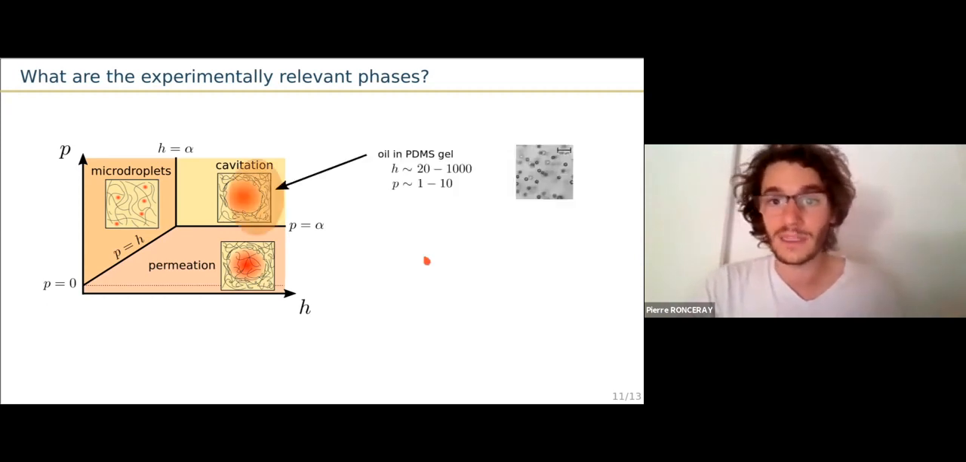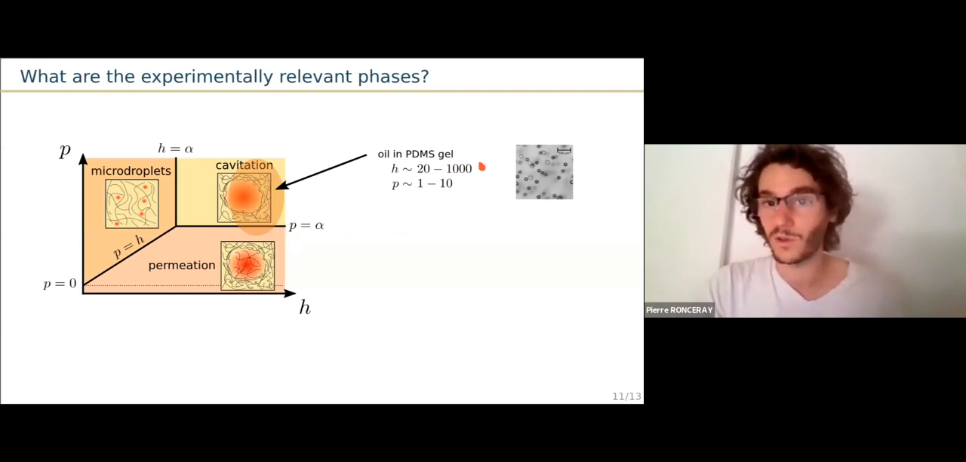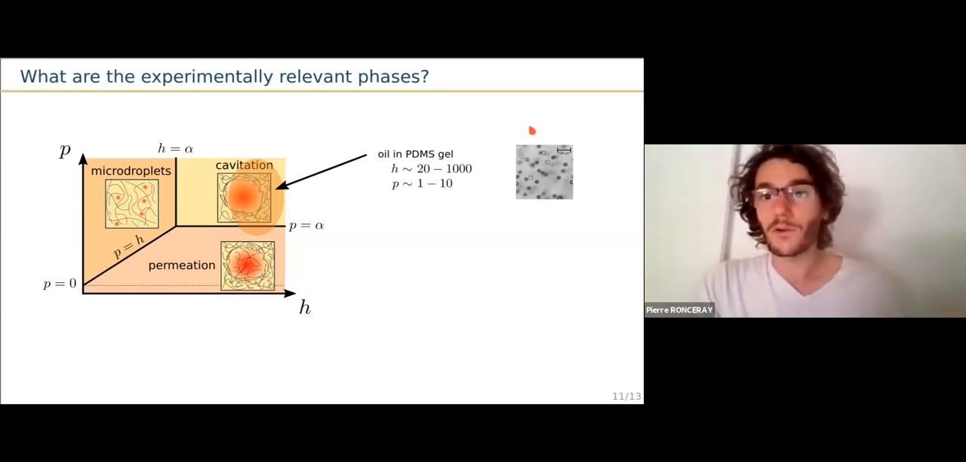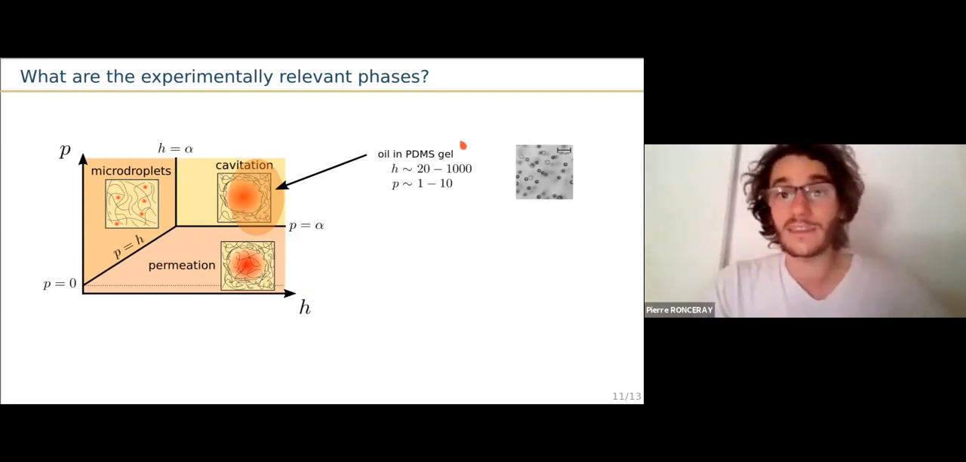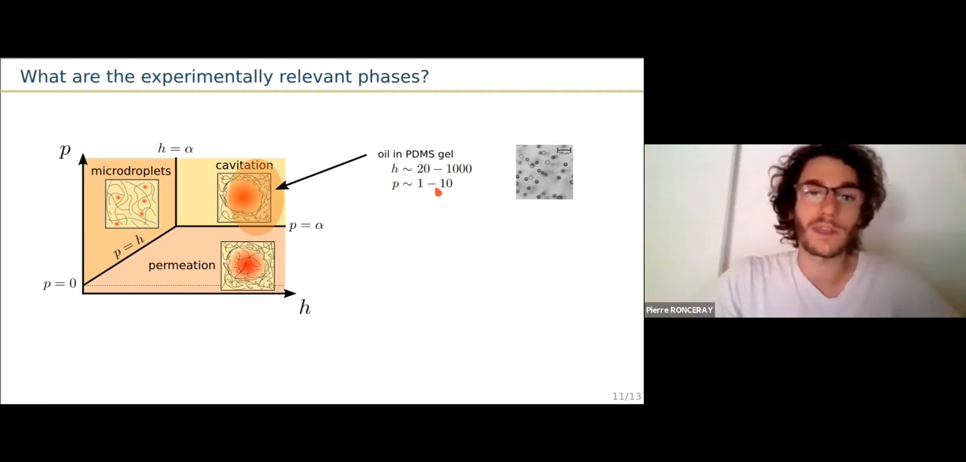The first system that I've looked at is the oil and PDMS gels from the groups of Eric Frayn and Robert Stein at ETH Zurich, for which I find that the permeoelastic number is very large. It's above 20 and up to 1,000. Sorry, the elastocapillary number is very large and the permeoelastic number is moderate.